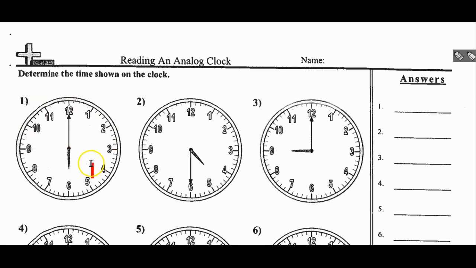So again, I'm looking at this clock number 1. The smaller hand is pointing to the 6. Okay. Now the minute hand is pointing to the 12. I'm gonna put 12. When it's pointing straight up to the 12, anybody know how many minutes that is? It'll be 2 zeros like that. That's 6 o'clock.